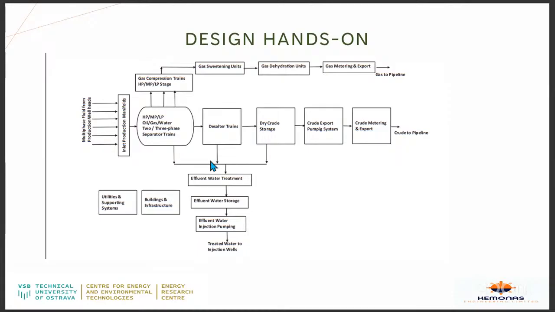Water goes to the bottom, and then you have another unit here which will be treating the water from this stream at the bottom of the three-phase separator. You have the effluent water treatment, then the effluent water storage, and of course, pumping and injecting back to the wells. The other stream here has the desalter, which removes salt from the crude oil or feedstock to prevent fouling of the downstream equipment, because salt causes the formation of acids in the downstream equipment, which could lead to corrosion.